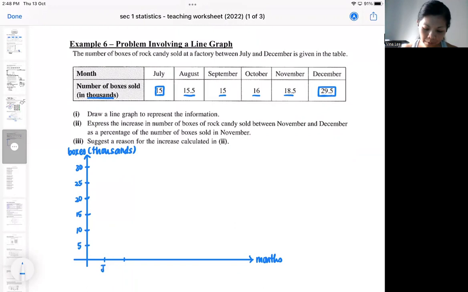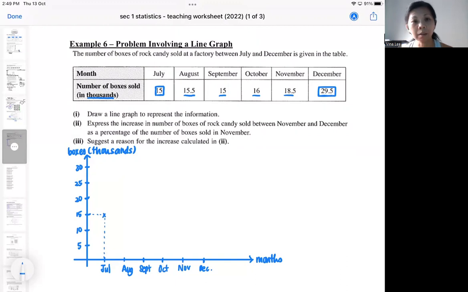July, August, September. Make sure it's regular interval or else your line graph looks a bit messy. November and then December. Usually on the horizontal, I will try to measure like 1 centimeter. So from here, 15 is here. You want to cross it.